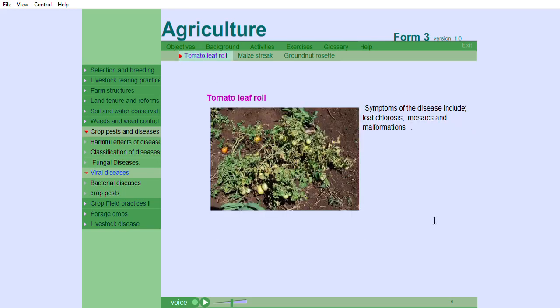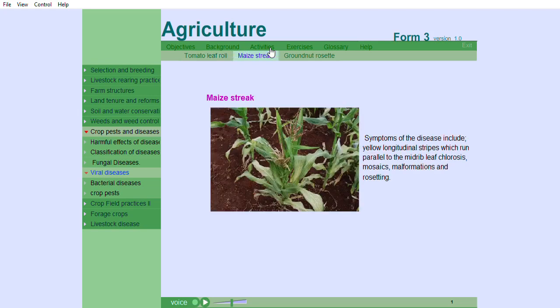Tomato leaf roll. Symptoms of the disease include leaf chlorosis, mosaics, and malformations. Maize streak. Symptoms of the disease include leaf chlorosis, mosaics, malformations, and rosetting.